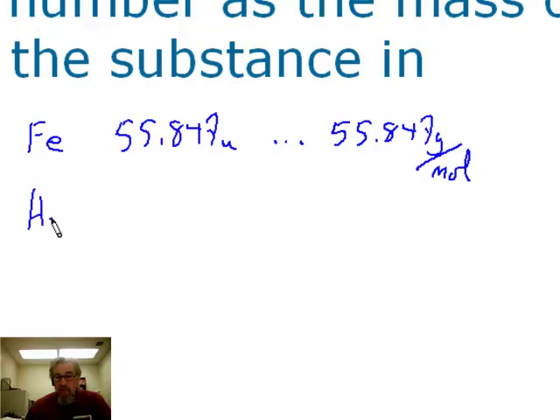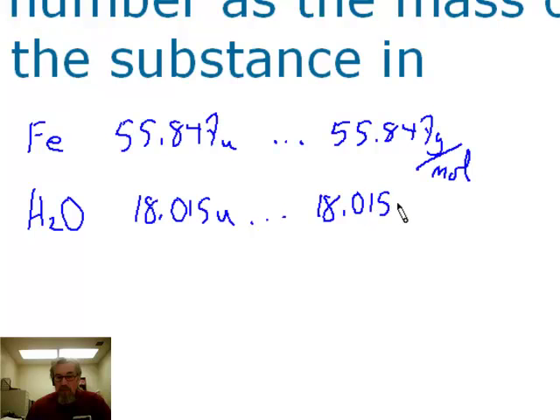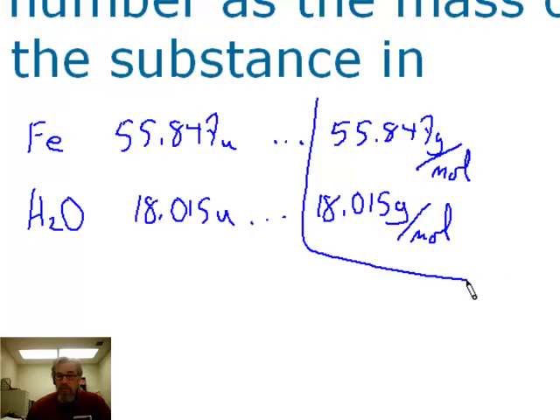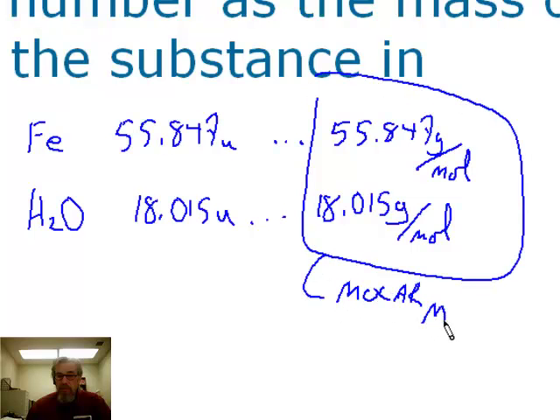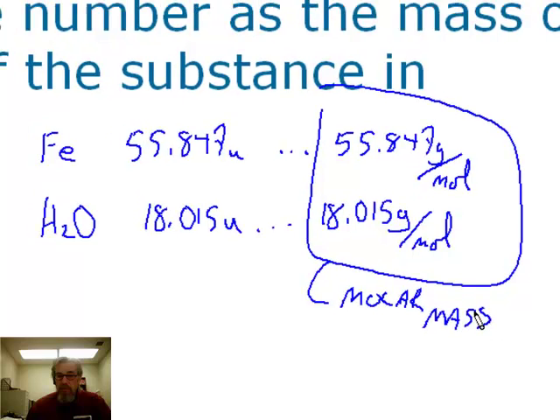The same thing is true for compounds. Water has a formula mass of 18.015 atomic mass units. 1 molecule of water weighs that amount. But 1 mole of water molecules weighs 18.015 grams. So there's a dual purpose for these numbers. When it's written this way, we call this the molar mass, the mass of 1 mole.